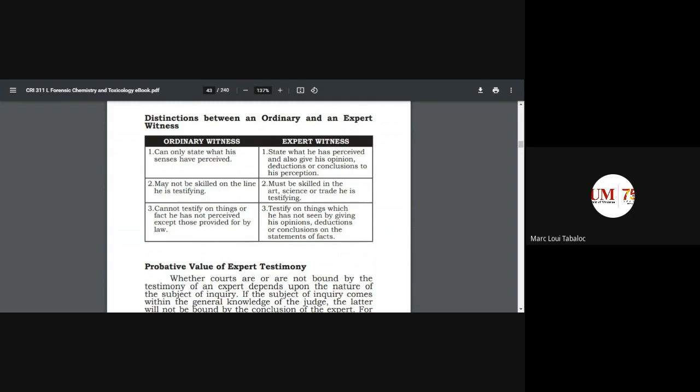An ordinary witness cannot testify on things or facts he has not perceived, except those provided by law or those that are included in the exceptions. While sa expert witness naman, pwede siya mag-testify sa mga bagay na hindi naman niya nakita directly. But he could give opinions or deductions or conclusions that have a logical connection with regards to the offense committed, or yung sa isang circumstance, or on the basis of the facts in relation to the field of science, art, or trade na kung saan siya may expertise.